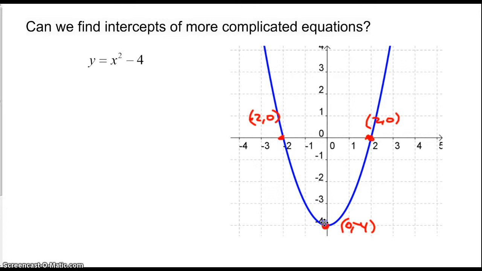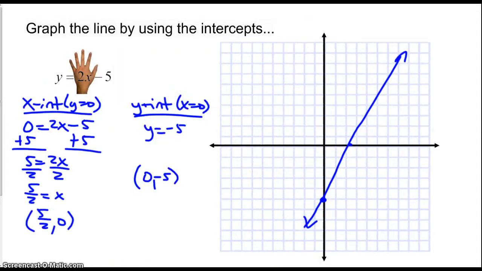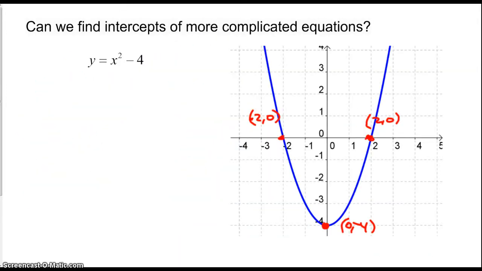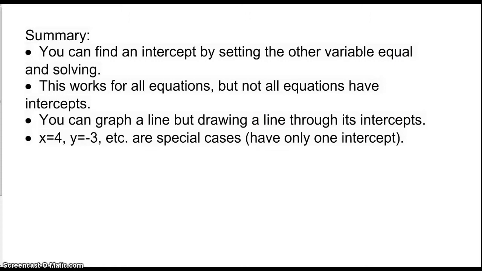But that general technique of plugging a 0 in for the other variable is useful for all equations. Now, we can't graph using that, right? When we did lines, it was nice because once we find 2 points on a line, then we can just draw the line through those 2 points because we know a line is straight. If we're talking about something more complicated, like x squared minus 4, then of course we can't just use the intercepts alone to graph. We would have to have other points. But finding intercepts is a very key part of graphing.